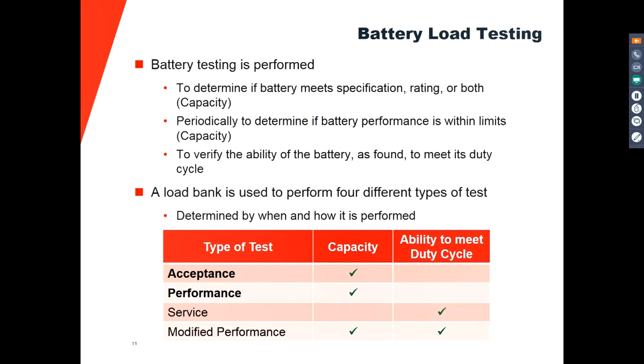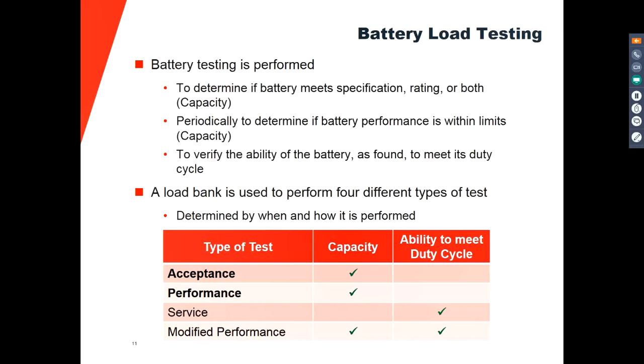So that is another reason you perform the test. These three reasons to test define four types of tests, which are called the acceptance test, the performance test, the service test, and the modified performance test. These will provide the capacity, except the service test. The service test is only a test that can verify the ability to meet the duty cycle of a battery.